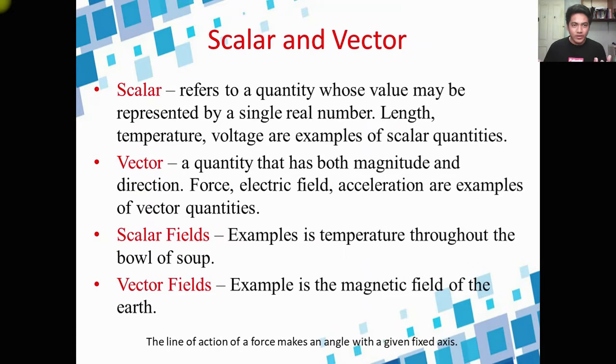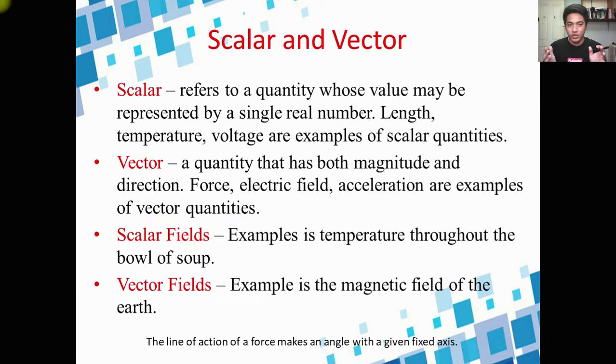So, scalar and vector are two quantities that are most common. Probably we encountered them already in our physics subject. But it is very important that we recall these concepts. Okay, what is a scalar? A scalar is a quantity whose value may be represented by any single real number. Scalar quantities are also quantities that have only magnitude.